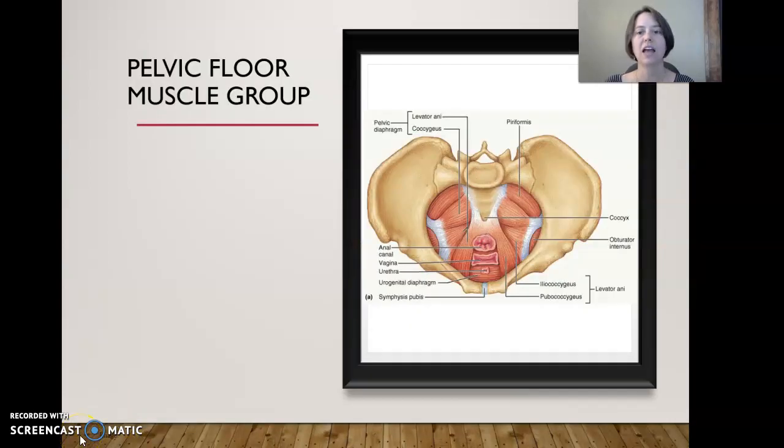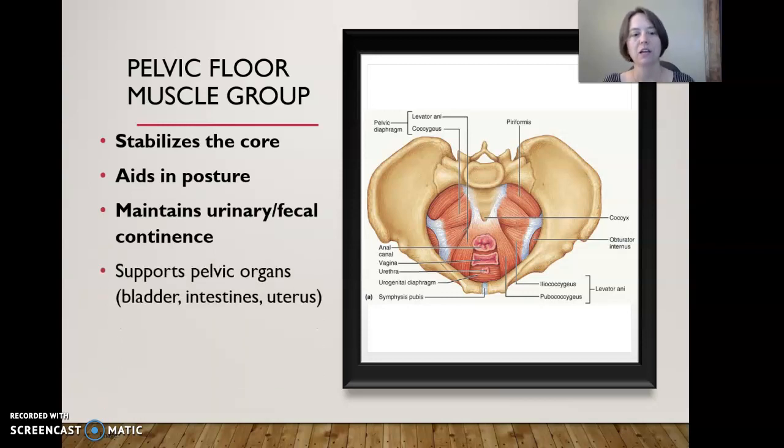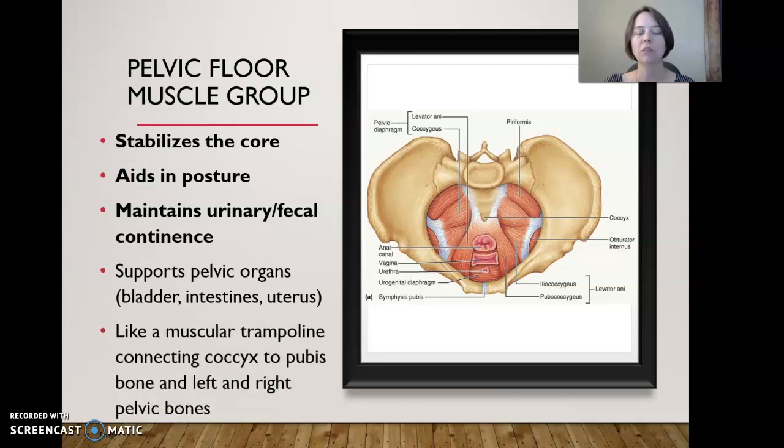Our last muscle is actually a whole bunch of different muscles, the pelvic floor muscle group. So its job is to stabilize the core, and it aids in posture, also maintains urinary and fecal continence. It supports those pelvic organs like your bladder, intestine, and uterus. And it's like a little muscular trampoline connecting the coccyx to pubis bone and the left and right pelvic bones. So it's going to stabilize the core.